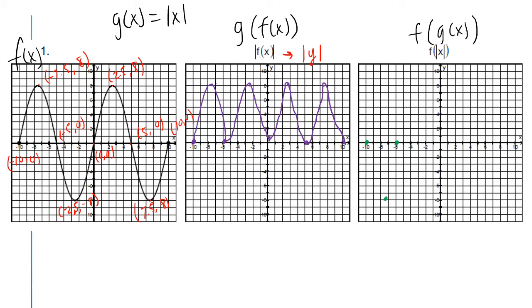Now, you only have to worry about the negative x's because you don't need to take the absolute value of the positive x's. They're already positive. And so therefore, I'm just going to go ahead and put them where they are. So we're at negative 2.5, 8. We're at positive 2.5, 8. Positive 5, 0. Positive 7.5, negative 8. And we're at 10, 0. So now we look like this.